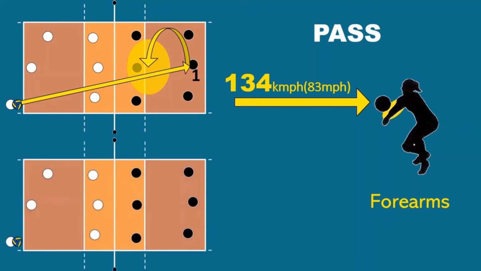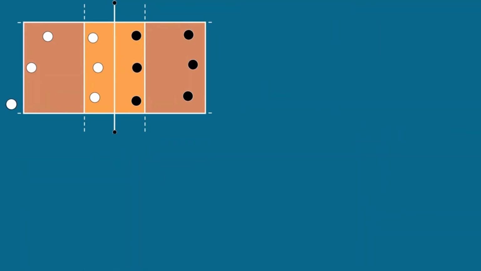Even if anyone receives the serve, the first shot is usually a pass, and the intention is to put the ball somewhere in the middle of the court towards the net. The second shot, so first shot is pass, the second shot is called a set.